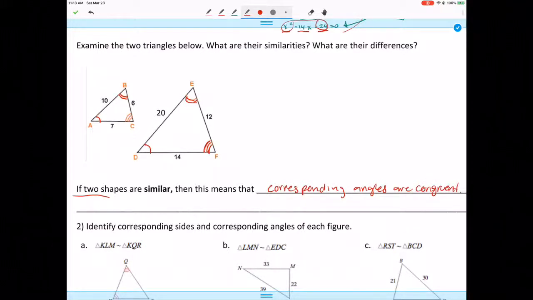Okay, so A and D. Let's list these corresponding angles. So angle A corresponds to angle D. Angle B corresponds to angle E. And angle C corresponds with angle F.